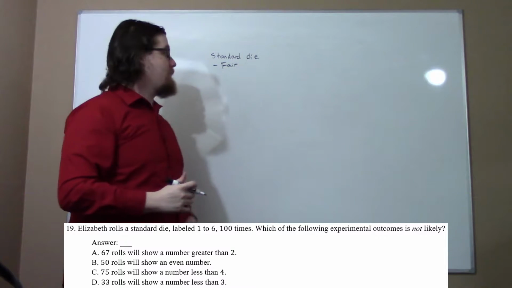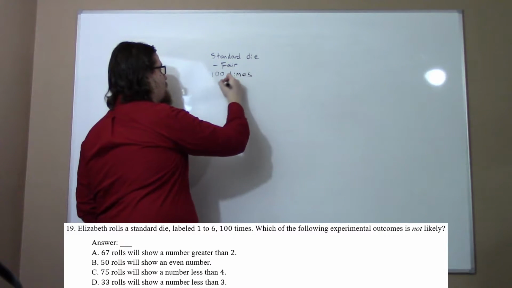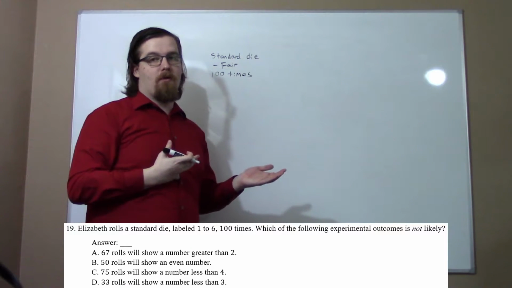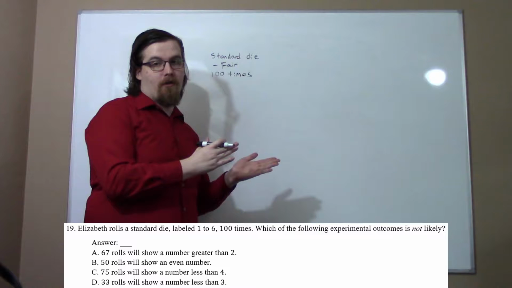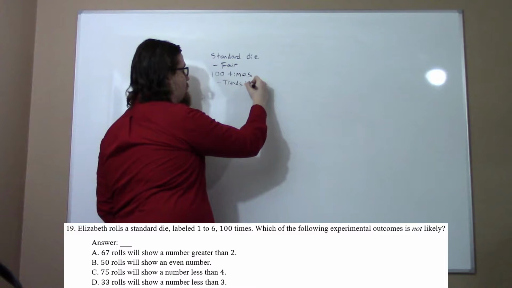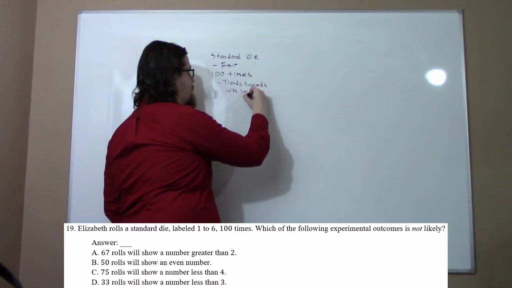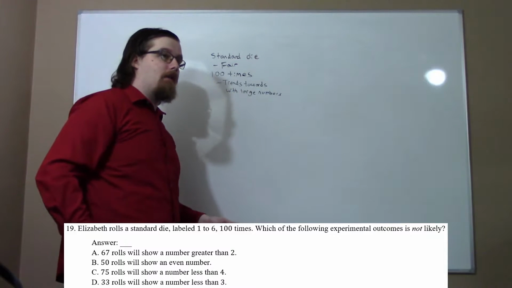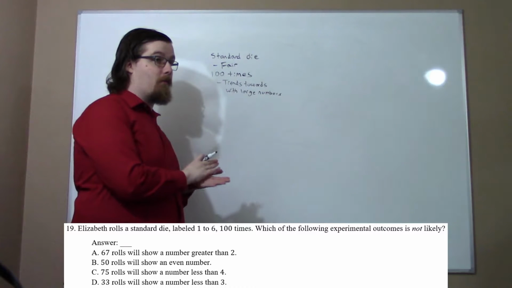Second, this dice is rolled 100 times. This is important because when you increase the number of times you repeat a probabilistic outcome, the result will trend towards theoretical values. So it trends towards theory with large numbers. Now, what is considered a large number will vary, but in this case we'll say 100 is sufficient to say that our answers should look very similar to probability.